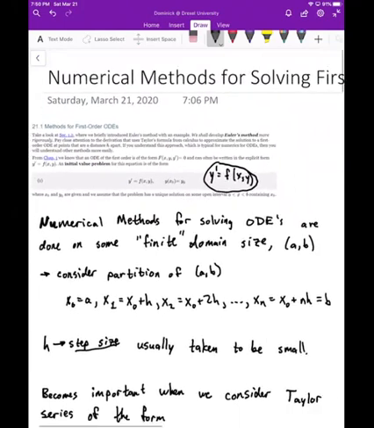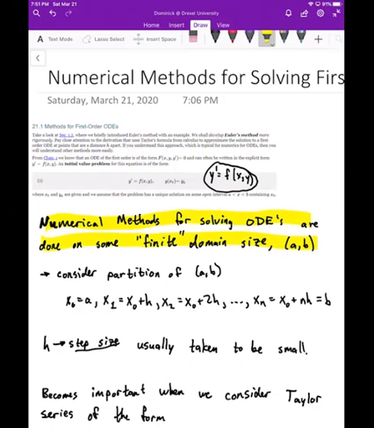Another preliminary thing that we should mention is that a lot of these numerical methods for solving these ODEs are done on some, and I put it in quotation marks, finite domain size, because we of course know that the open set A to B is an uncountable infinite set. But what I mean by a finite domain size is that this doesn't go off to either positive or negative infinity, right? So we assume that this is some sort of closed finite length interval.